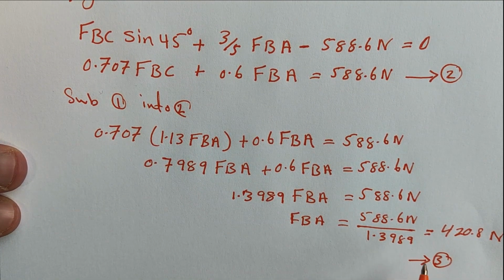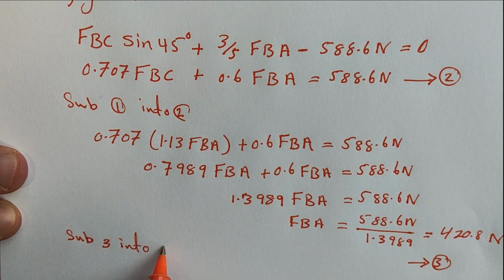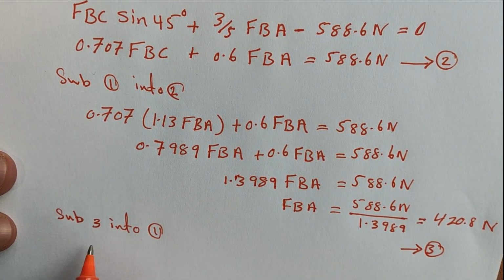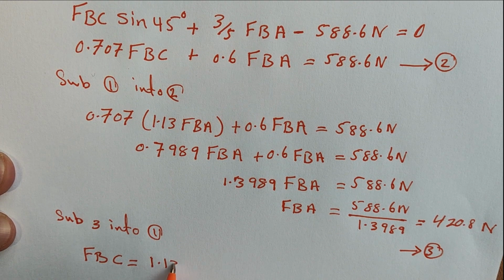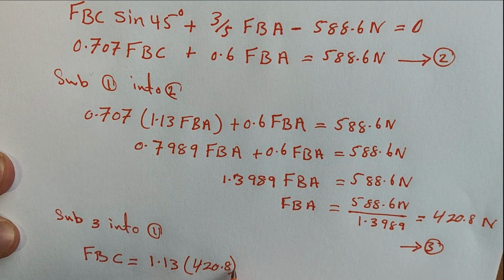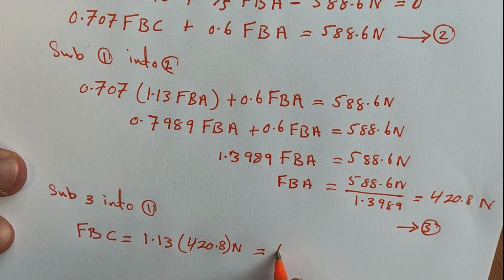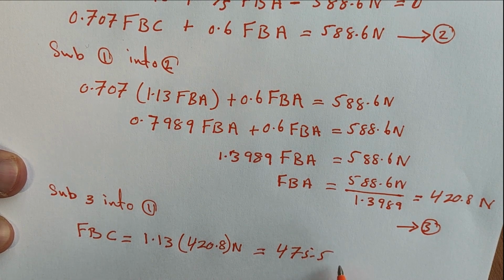Now we can substitute 3 into 1. From equation 1, FBC equals 1.13 multiplied by 420.8 Newton. This all should equal 475.5 Newton.